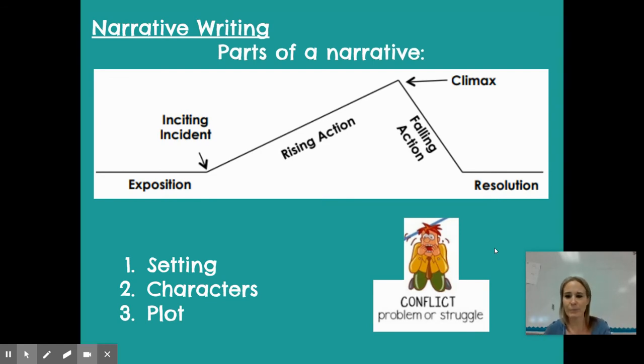You're going to start with that exposition where you set up your character, your setting, your conflict. You're giving background information that we need to know before we read your story. Then there's going to be some kind of incident that starts the story. And then you're going to have your rising action that builds up to the climax, your falling action, and then the resolution where you tell how your story ends.